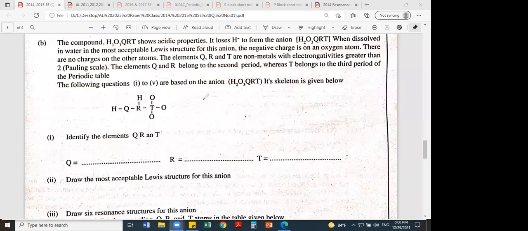Right. Now, what is Q here? How to get it? I'll highlight these three: Q, then R, then T. Others no. So these are the three unknown ones. Now you can easily guess this from the data given.